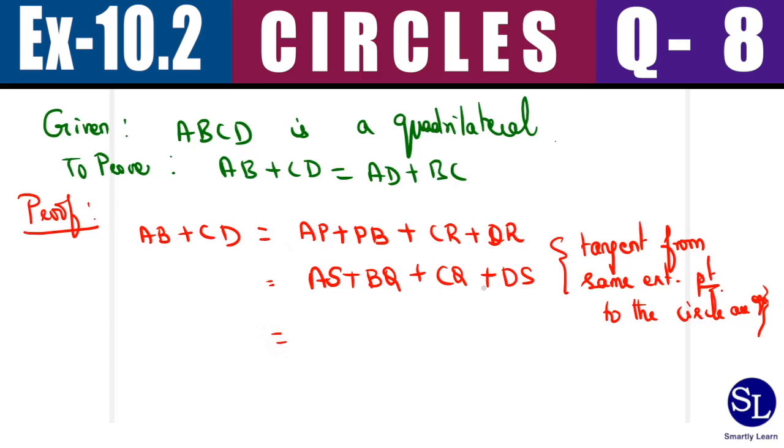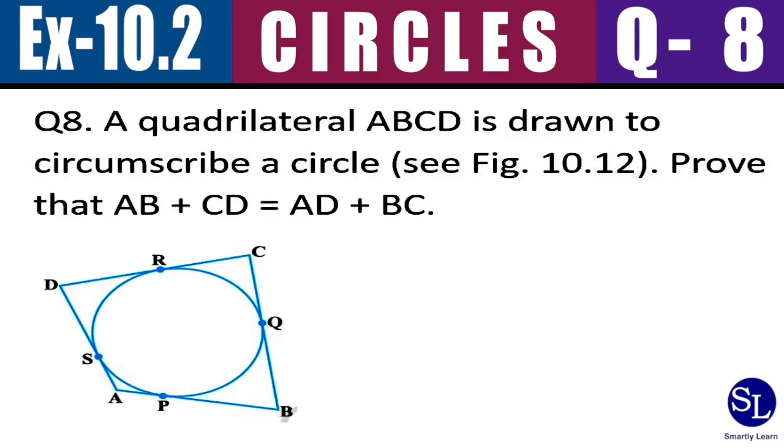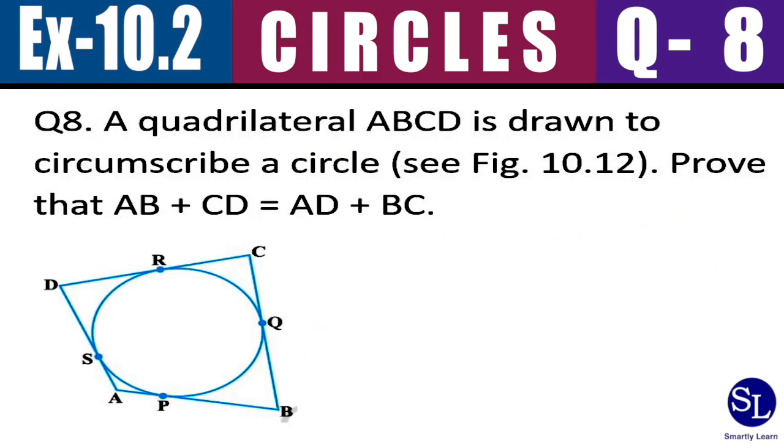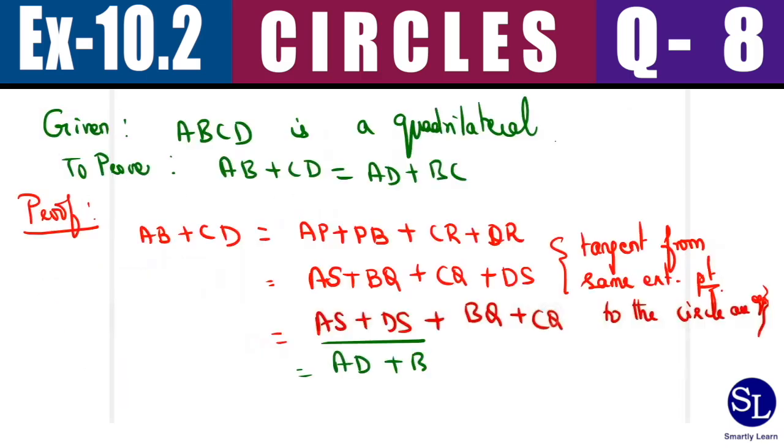Now, we will simply reorganize these sides that we have written. So, AS, I'm going to combine with DS. I'm not changing anything, just the order in which it is written. Plus BQ plus CQ. Now, let us combine it. AS plus DS, according to the diagram, will be nothing but AD. And similarly, BQ plus CQ will be equal to BC.